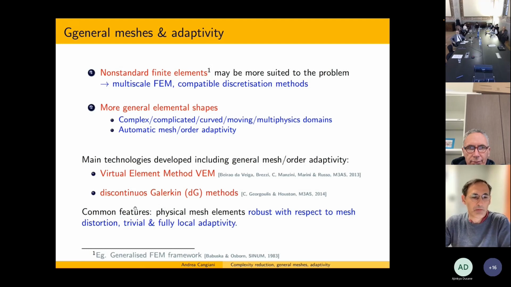So the common feature of all these elements is that they use physical mesh elements. The advantage of this is that they are robust with respect to mesh distortion, and indeed that they make local adaptivity easier. The cost of it is a higher cost on assembly, but that's something I will come back to in a second.